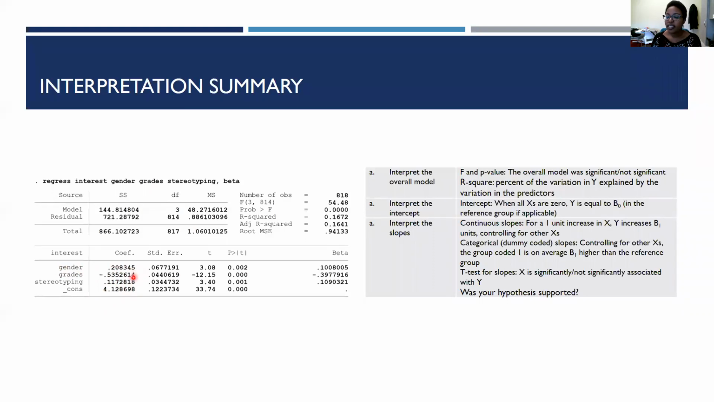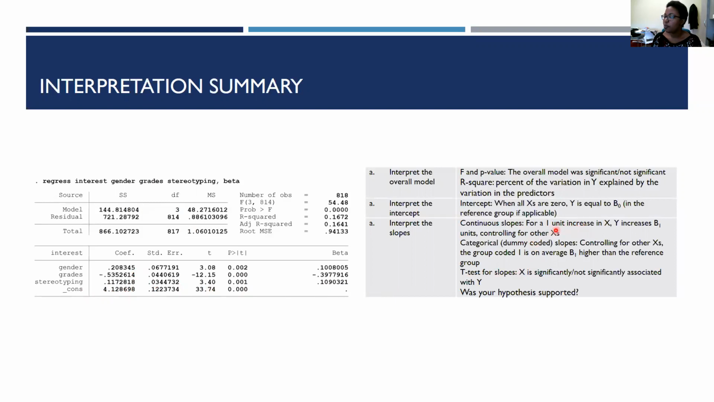In this case, grades and stereotyping are both on a 1 to 5 scale, so a 0 for those doesn't really make a lot of sense. So this intercept right here is not really all that helpful to interpret, but that's what it means if you wanted to interpret it.